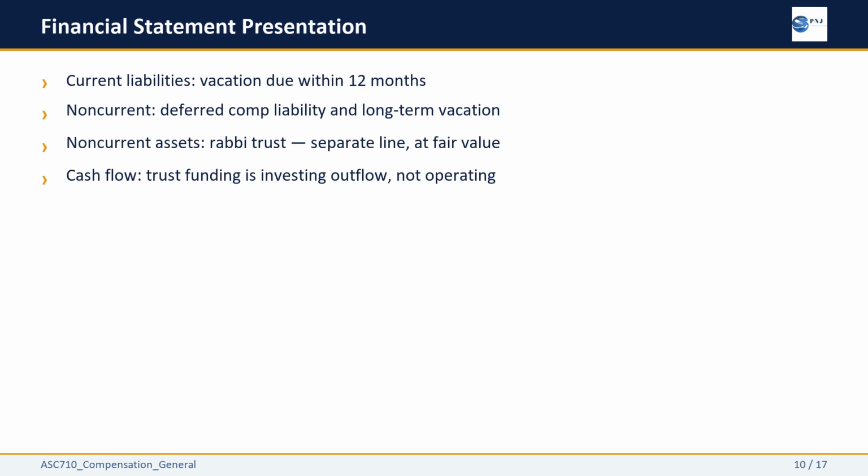On the balance sheet, current vacation liabilities sit in current liabilities. The deferred compensation liability is non-current. Rabbi trust assets are non-current assets on a separate line, never netted against the liability. On the income statement, vacation expense flows through salaries and wages. On the cash flow statement, changes in accrued compensation are operating. Cash termination payments are operating. But cash funded to the rabbi trust is an investing outflow because it represents an asset acquisition.